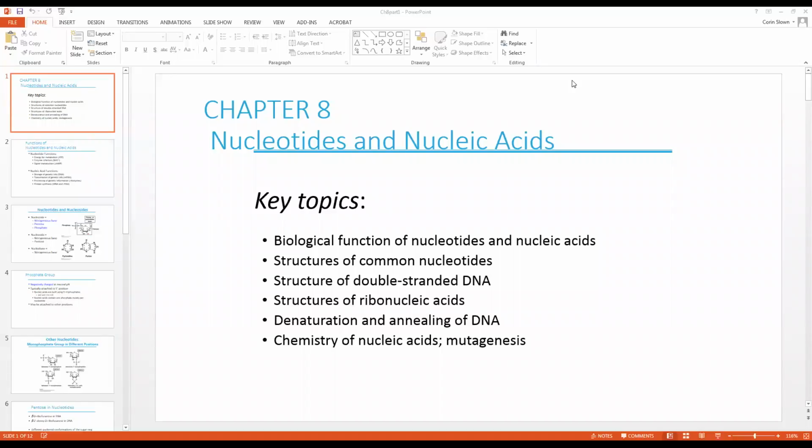All right, so today we're going to talk about nucleotides and nucleic acids. We have a couple of topics. We're going to focus on the biological function of these molecules, their structure in terms of looking at common nucleotides, and then looking at the structure of double-stranded DNA, as well as ribonucleic acids. And then we'll look a little bit at the denaturation and annealing of DNA, as well as some of the chemistry of nucleic acids.